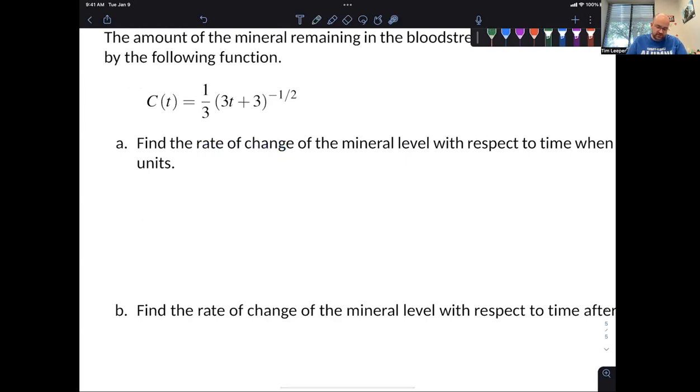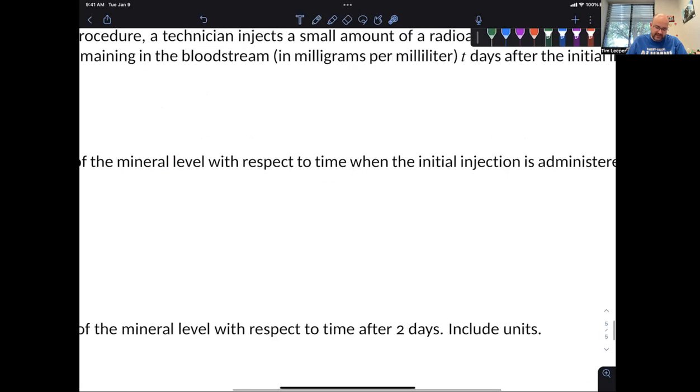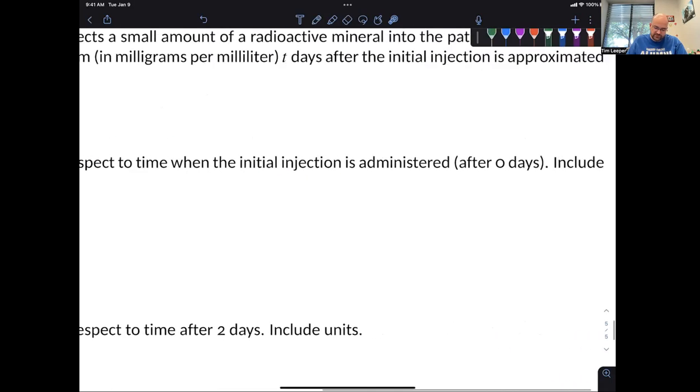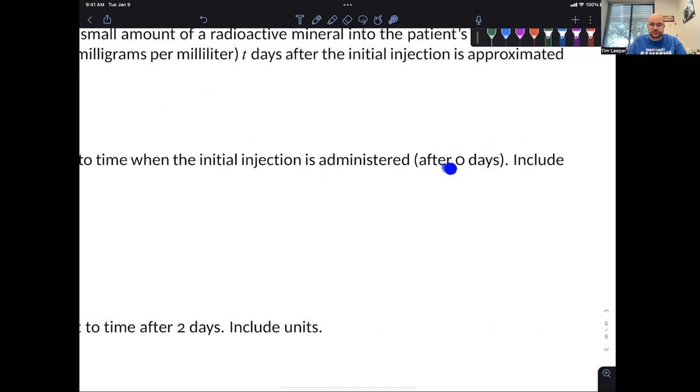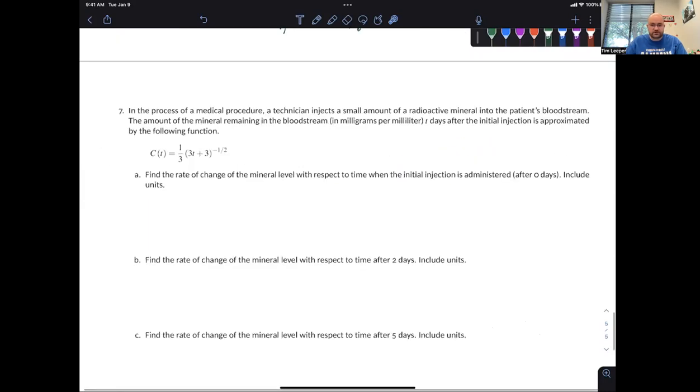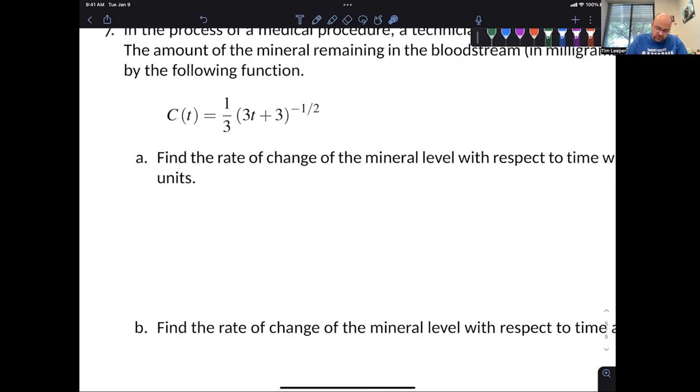Find the rate of change of the mineral level with respect to time when the initial injection is administered, in other words, after 0 days. In other words, when T equals 0. So we want to find what is the initial rate of change, basically. Now, rate of change, of course, should tell us derivative. So I need to take the derivative of this expression.